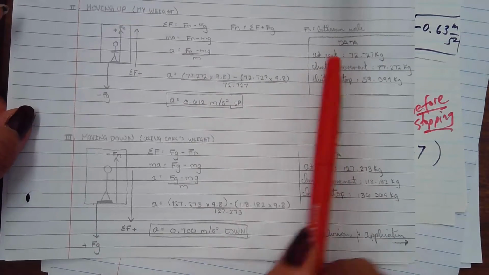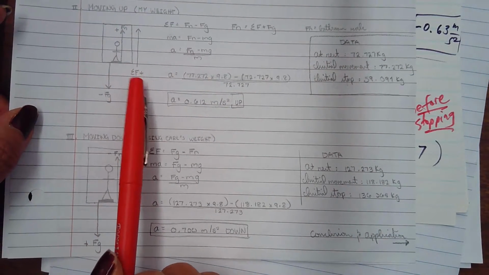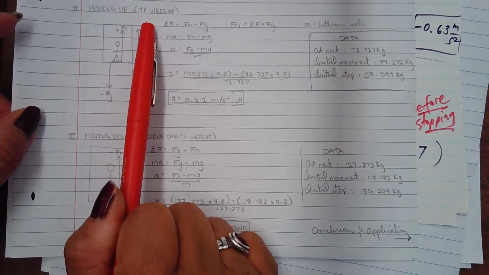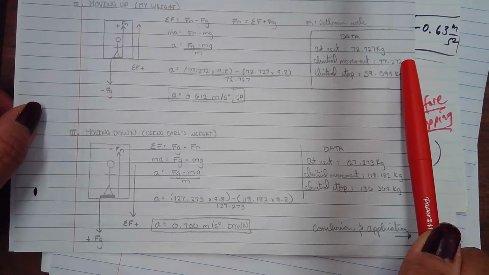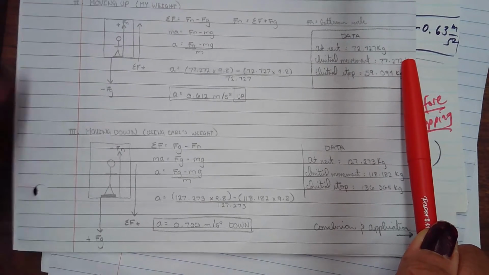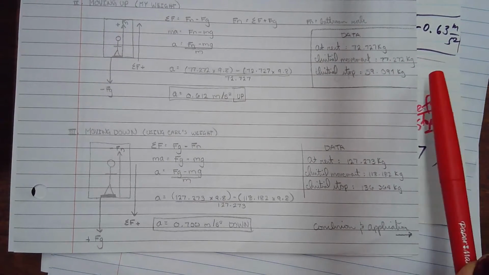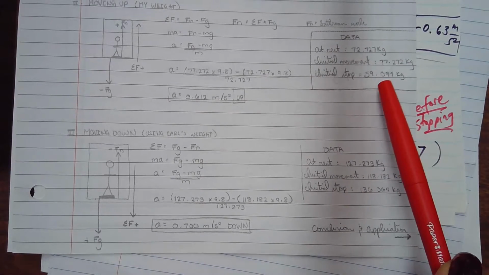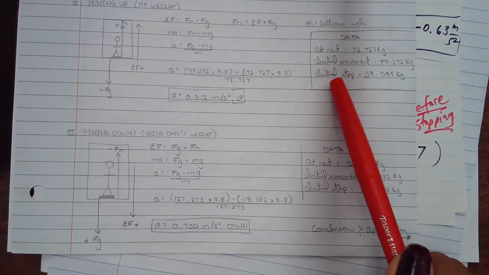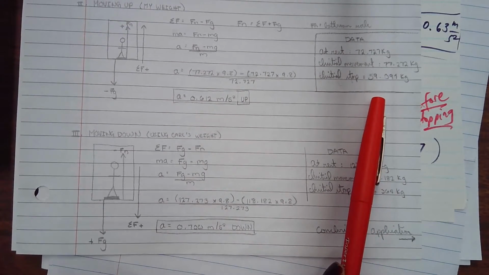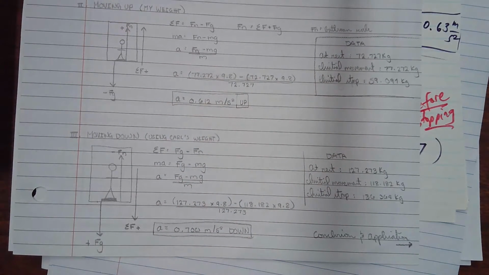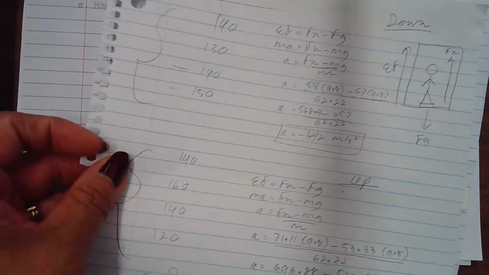At rest, this is going up. So this is going up, net force going up that way. At rest, this is the number, and then the initial movement, it went up because the elevator is ascending. And then at the initial stop, it went down. You didn't have to write down the fourth number, but did anyone write down the fourth number? Okay, here we go.